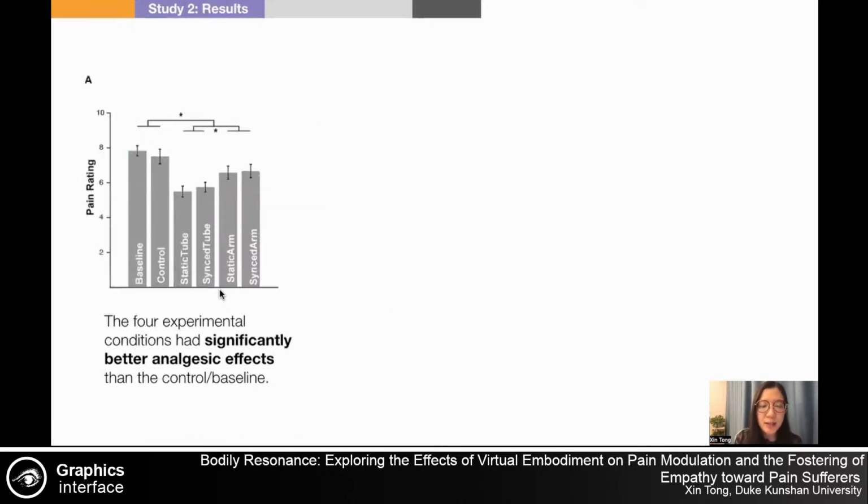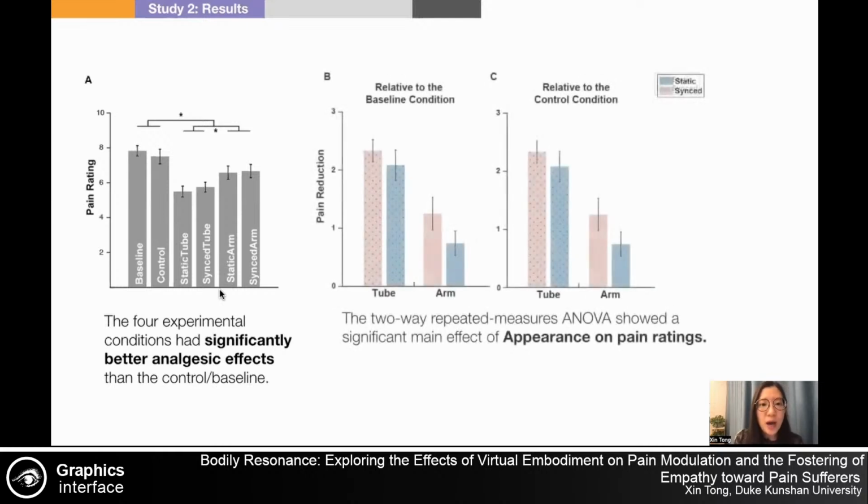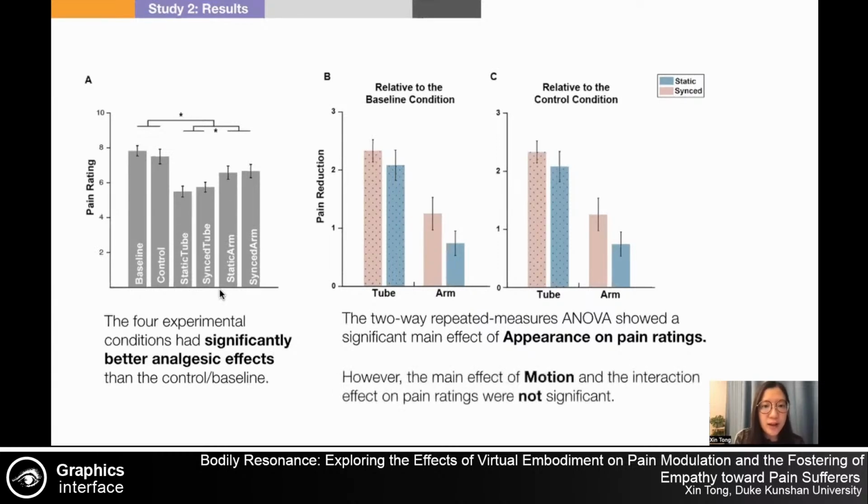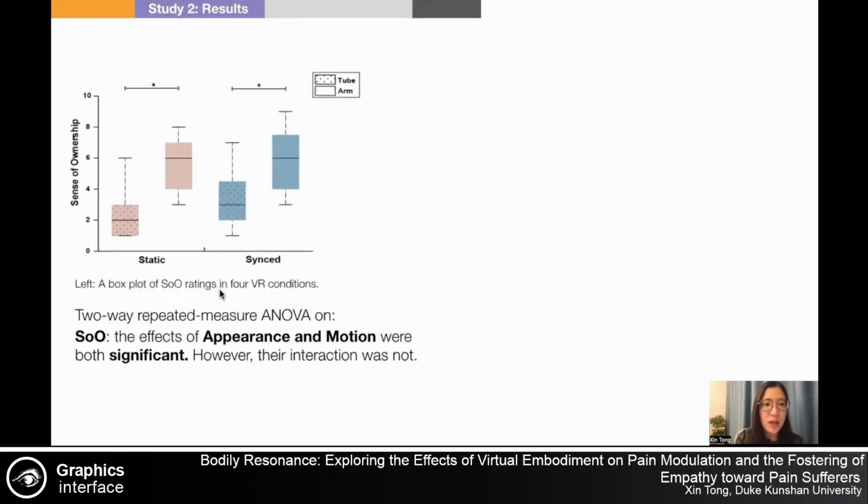Here, you can see that pain was significantly reduced in all 4 experimental conditions compared to the control condition. We also found that appearance had a significant effect on pain reduction. Abstract tubes had better analgesic effect than the arms. However, motion factor did not affect pain significantly. Overall, appearance and motion affected ownership.